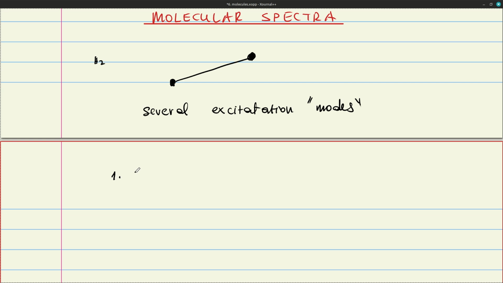So one is, of course, you can break an electron out of this, like there's electronic excitation. It doesn't have to be H2, it can also be other molecules. You just go there and there's this complicated system, you just take one electron out of it. That's what electronic excitation is.